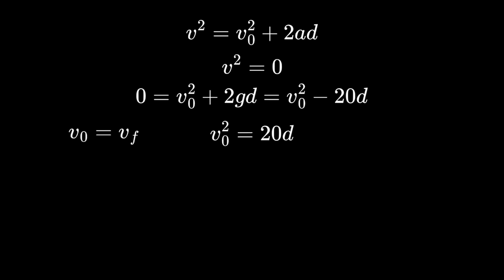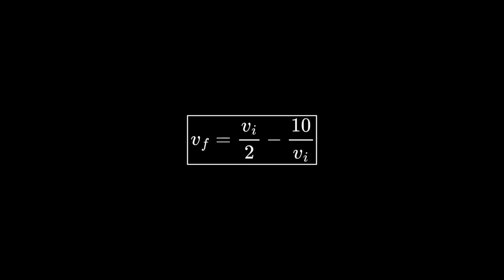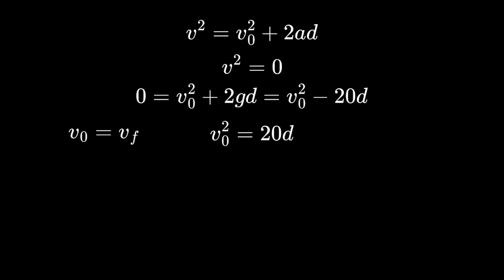And if you remember, this v naught, the initial velocity of these two blocks together, is the v final we found earlier. It's this value of vi over 2 minus 10 over vi. The two blocks together are traveling upwards at this speed right after collision. So if we plug this in, we're going to get d is equal to v final squared over 20.